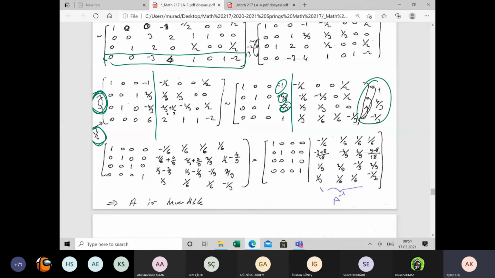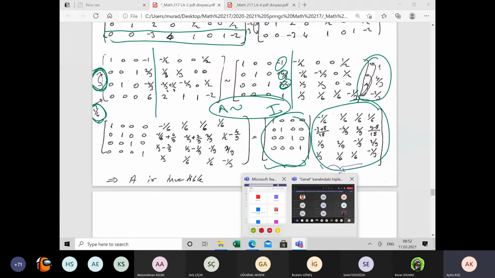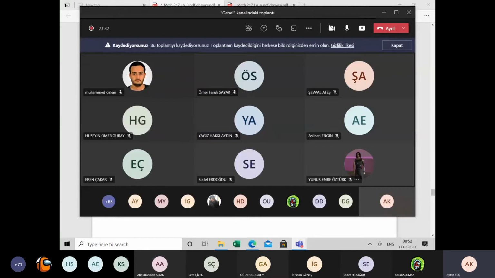This one is the identity matrix, so our matrix is row equivalent to the identity matrix, which means our matrix is invertible. What's the inverse? The inverse is the second part. So our matrix is invertible. Any question? Okay, no question.